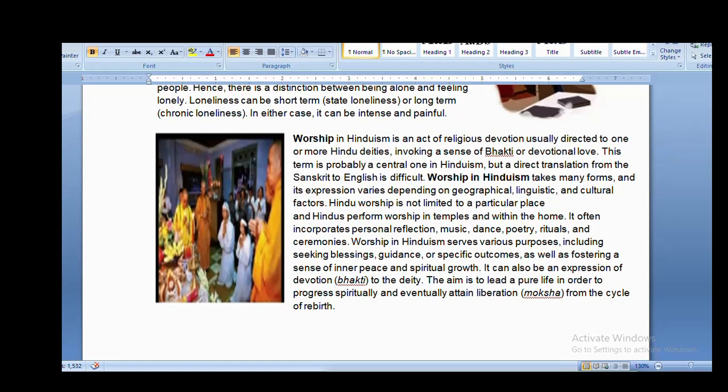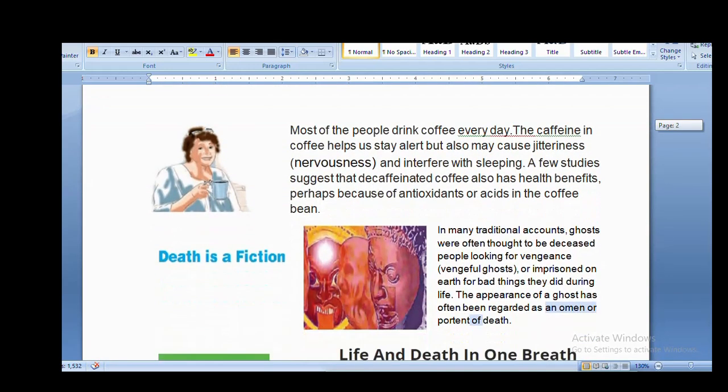Another picture I will show you, with a bit of explanation. It shows someone drinking coffee or tea. Most people drink coffee every day. The caffeine in coffee helps us stay alert and active, but may also cause jitteriness or nervousness and interfere with sleeping. A few studies suggest that decaffeinated coffee also has health benefits, perhaps because of antioxidants or acids in the coffee bean.